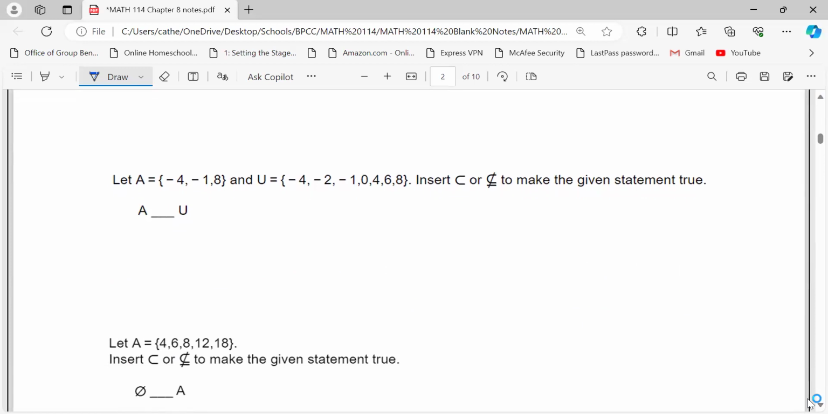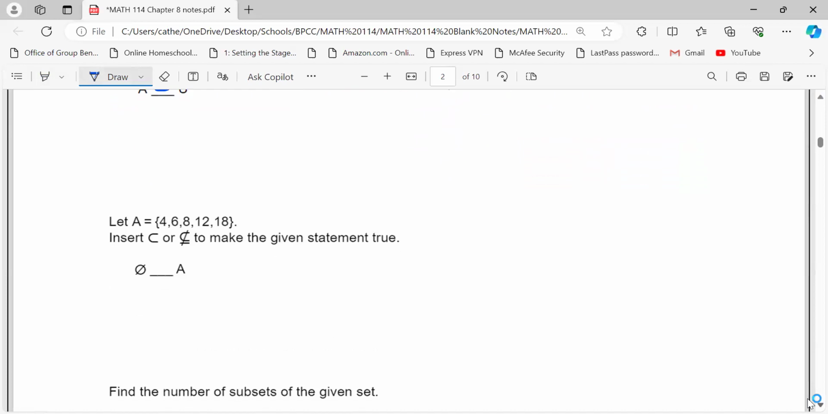All right, so we need to fill in with it's a subset or not a subset. All right, so is -4 in here? -4 is in here. -1 and 8 are in there also. Yes, so all three of those would have to be in there. It is a subset. If it only had the -4 and -1, but the 8 wasn't on the right, then it would be not a subset, it would be this scenario.